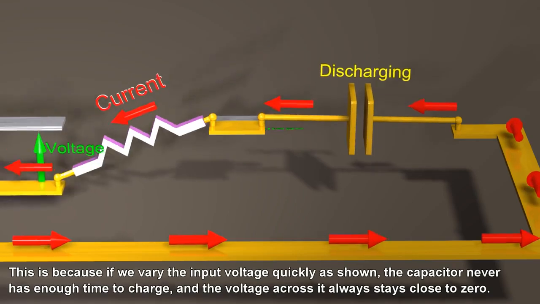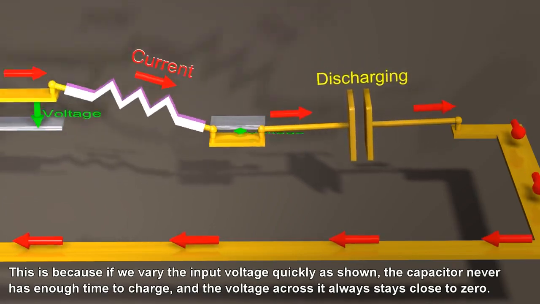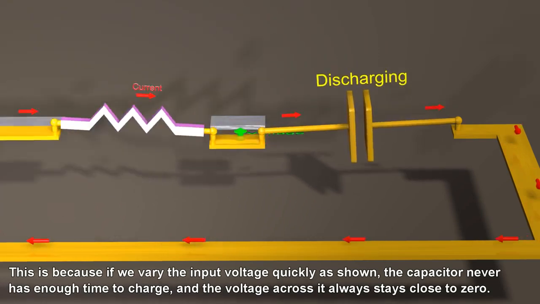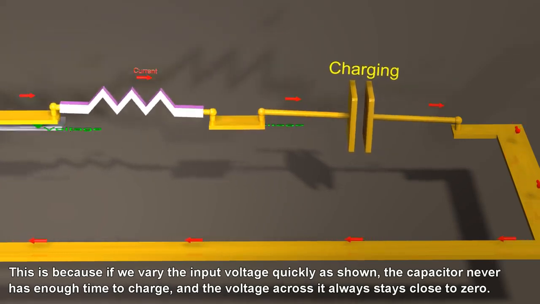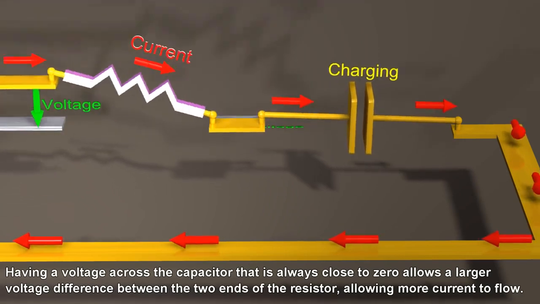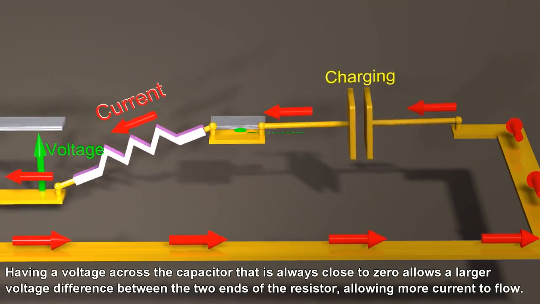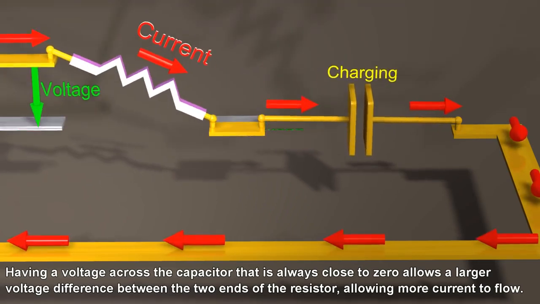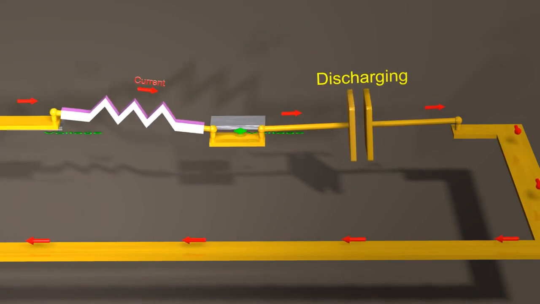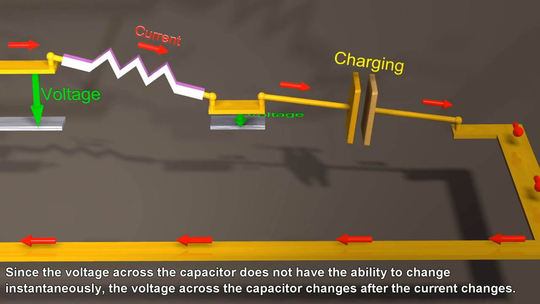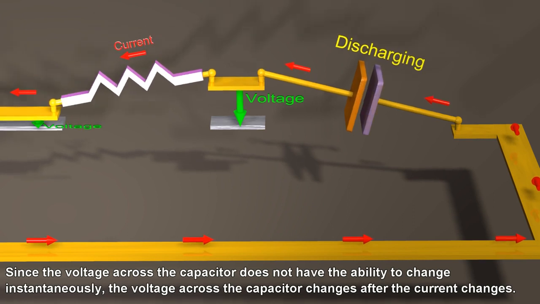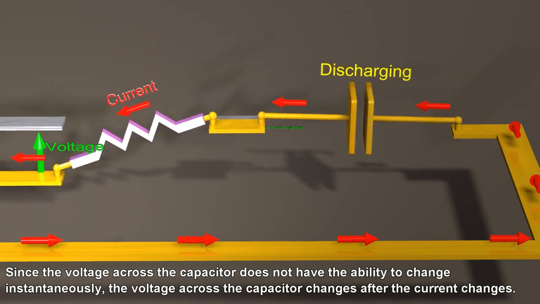This is because if we vary the input voltage quickly as shown, the capacitor never has enough time to charge, and the voltage across it always stays close to zero. Having a voltage across the capacitor that is always close to zero allows a larger voltage difference between the two ends of the resistor, allowing more current to flow. Since the voltage across the capacitor does not have the ability to change instantaneously, the voltage across the capacitor changes after the current changes.